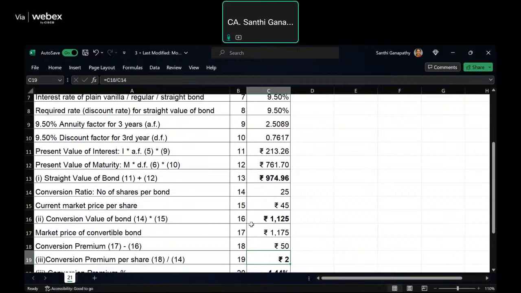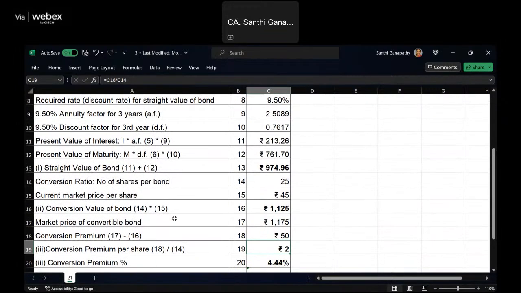Is this over? Next. What is the next requirement? Percentage of downside risk. Conversion premium, you can give it in rupees, or you can give it as a percentage. Normally, for premium and discount, giving it as a percentage is preferable.